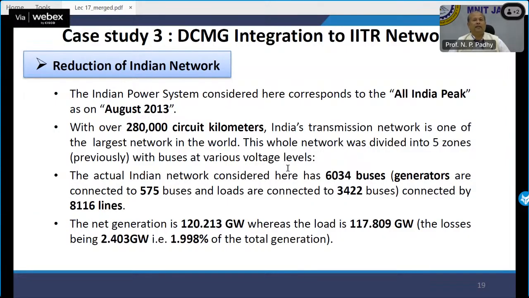So the Indian system had 6,000 buses, and I have the capacity of 400 buses. So my target was to reduce from 6,000 to 400 buses, so that I can carry out real-time simulation in the laboratory. The net generation at that time was 120 gigawatt, whereas the load was close to 117 gigawatt, and the losses were close to 2%, 13 years ago.